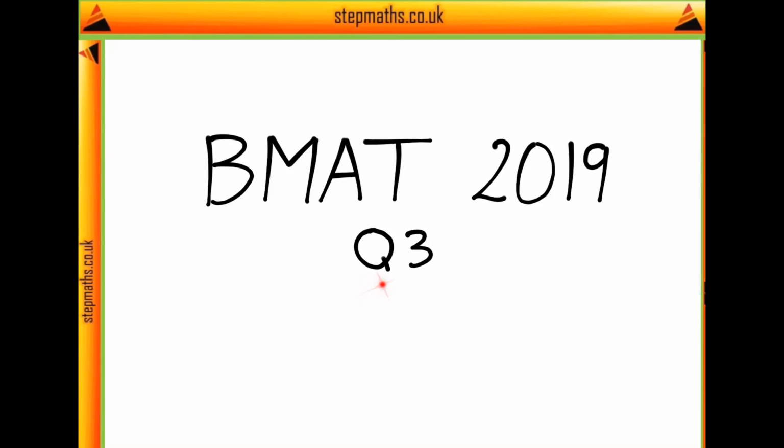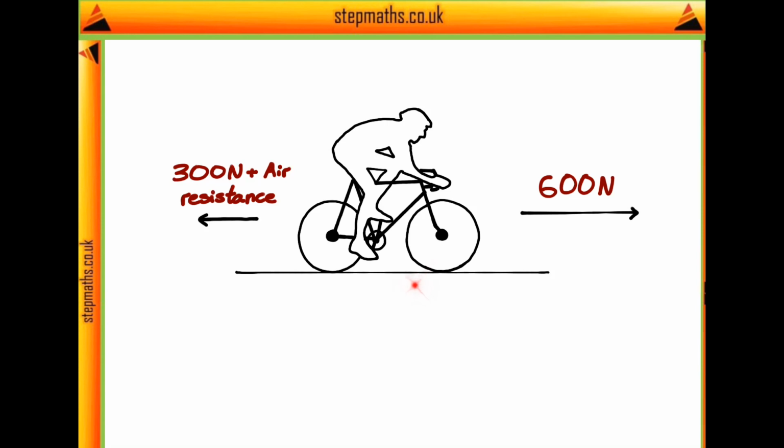Here we're going to look at question 3 from the BMAT 2019 paper. In this question, we're given a diagram of a cyclist with the forces acting on this cyclist shown. We're told that there's this 600 Newton driving force forwards, and backwards we have a 300 Newton force due to friction against the road, and some air resistance force, which we're not told.